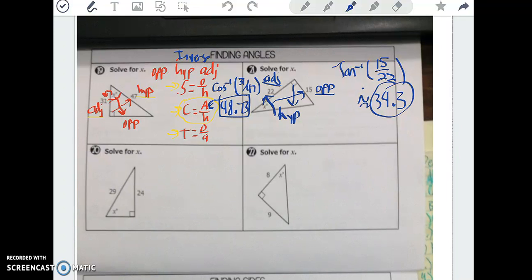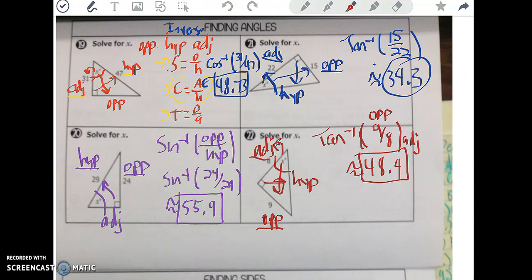Really, pause it now. Don't wait for me. Pause it. I sure hope you paused it so you can work it out yourself and figure it out. On number 20, we have the opposite over the hypotenuse, so that is dealing with the sine. And when you do the inverse, because we're trying to find an angle, you end up with 55.9 approximately. And then on 22, you should end up with 48.4, which is the tangent of the angle, opposite over adjacent.